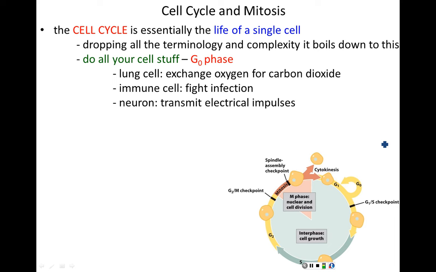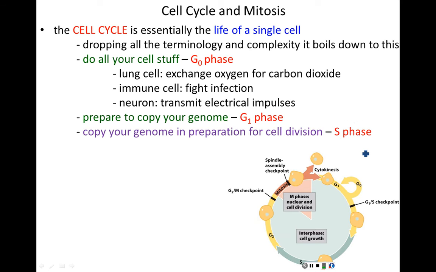Other cell types do other things in G0. Immune cells fight infections, neurons transmit electrical impulses, etc., etc. The rest of the cell cycle is truly for cell division. In G1, the first true step of the cell cycle, cellular preparations are made for copying the genome, for DNA replication. G1 leads directly into S phase. S phase stands for the synthesis phase, and what you're synthesizing is a new genome. So in the S phase, DNA replication occurs. Now that all of the cards in that UNO deck have been copied, you now must prepare yourself for the dealing out of the two new decks.